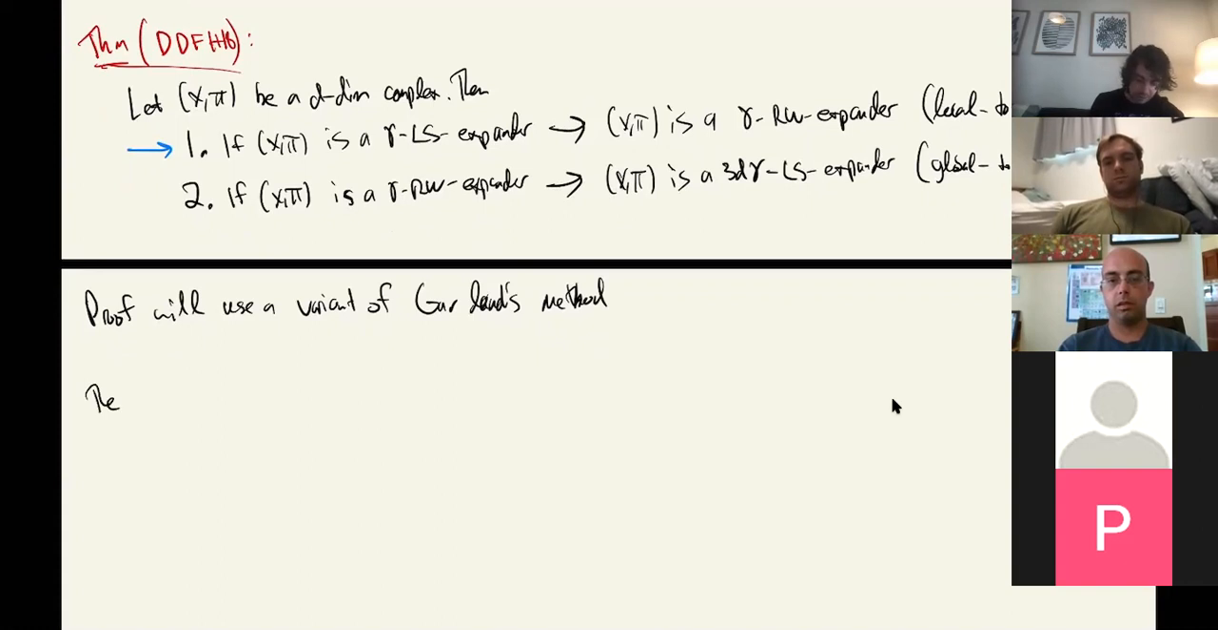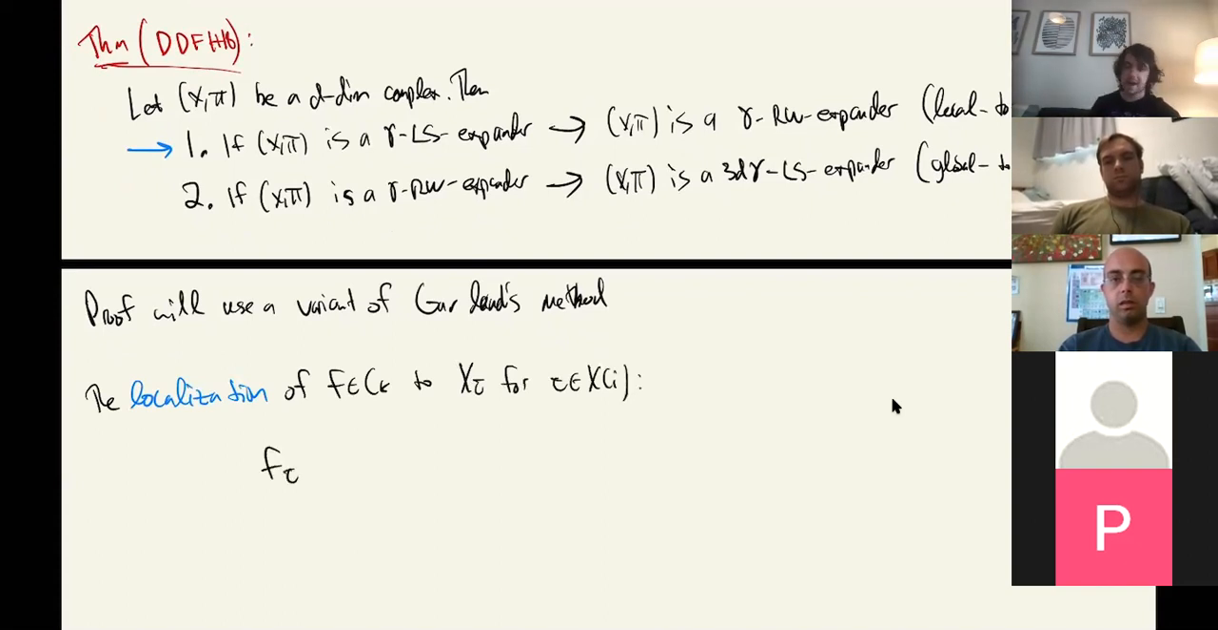So the localization of a function f in C^k to a link X_tau, for some tau in, say, level X_i, we wrote as the following. It was f_tau, and this was a function on the kth level of the link, right? So essentially we were lifting a function from the kth level of the complex up to the kth level of a link.